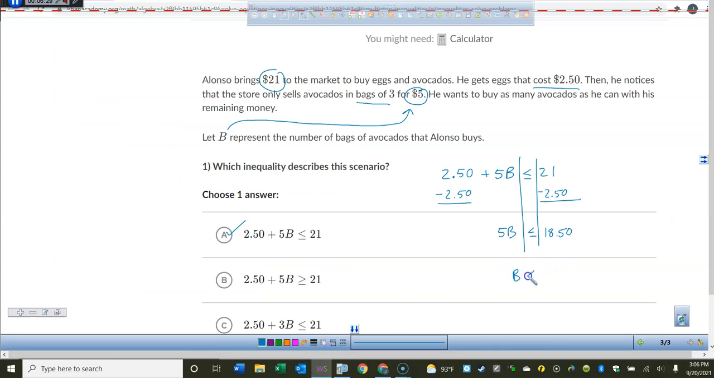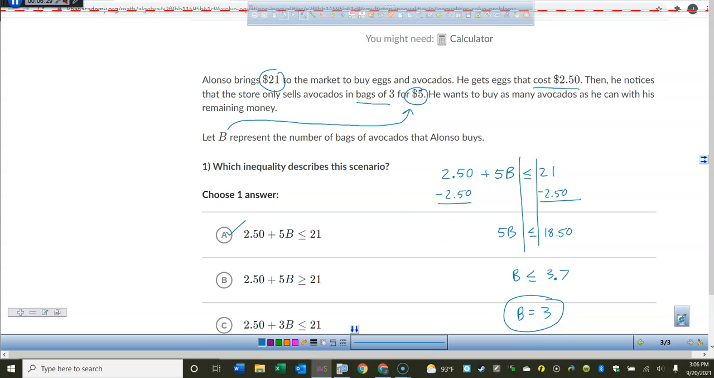So the bags he can get is 3.7, but you can't go to the store and say, can I get 3.7 bags? No, you can get 3 or you can get 4. So the maximum number of bags has to be less than that. So he can get 3 bags of avocados.